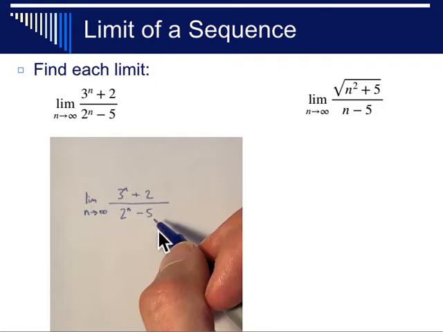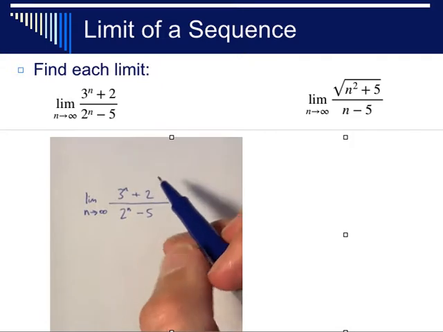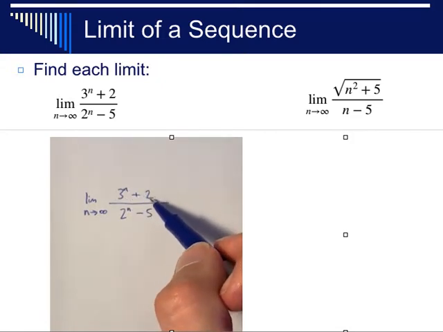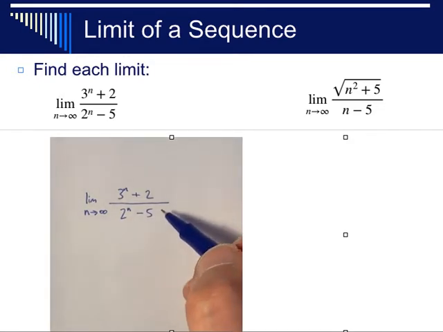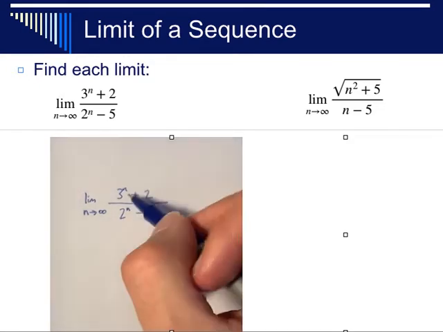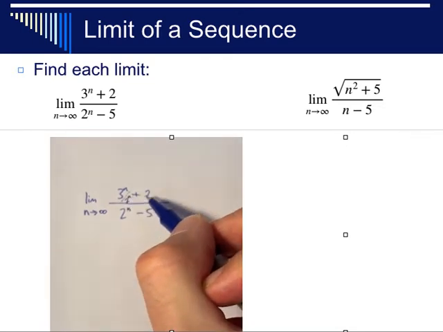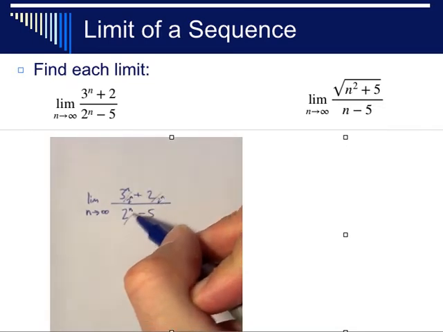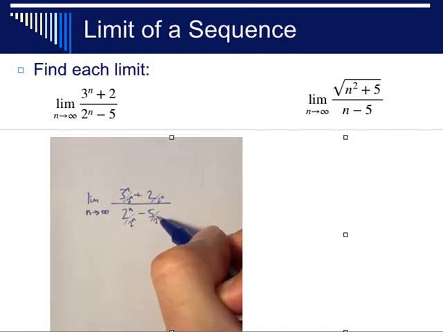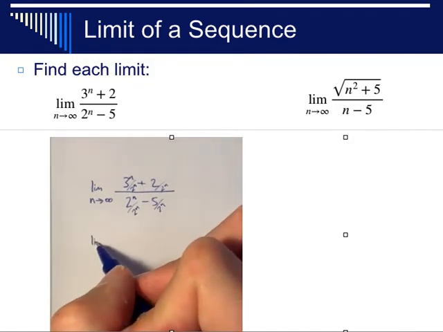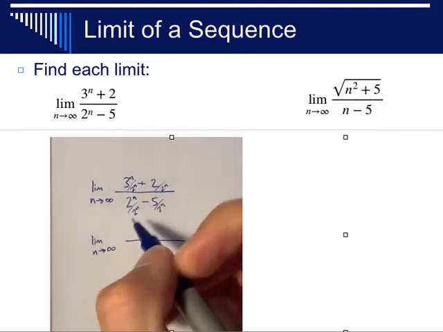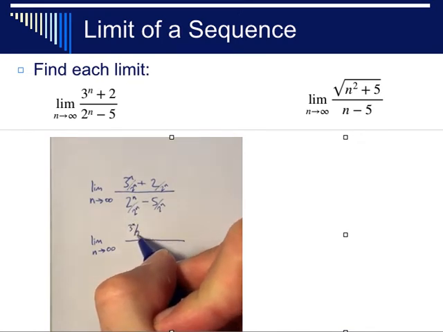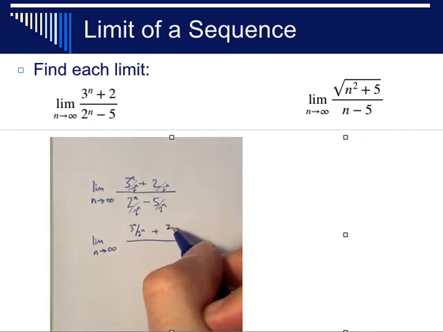Let's take a look at a slightly harder problem. All right, to find this limit, as n approaches infinity of 3 to the n plus 2 divided by 2 to the n minus 5, I might suggest dividing by 2 to the n. If we divide everything by 2 to the n, we will get the limit as n approaches infinity of, on top, 3 to the n over 2 to the n plus 2 over 2 to the n.